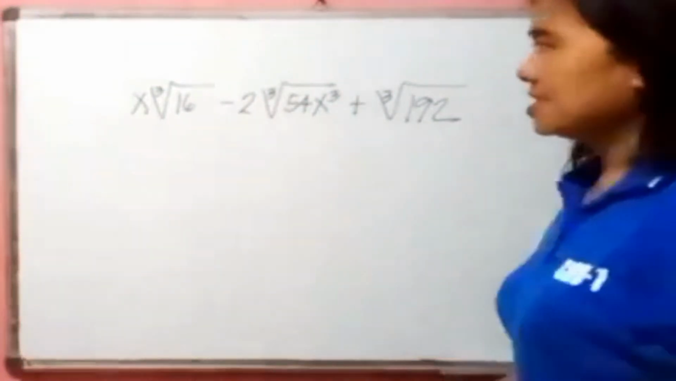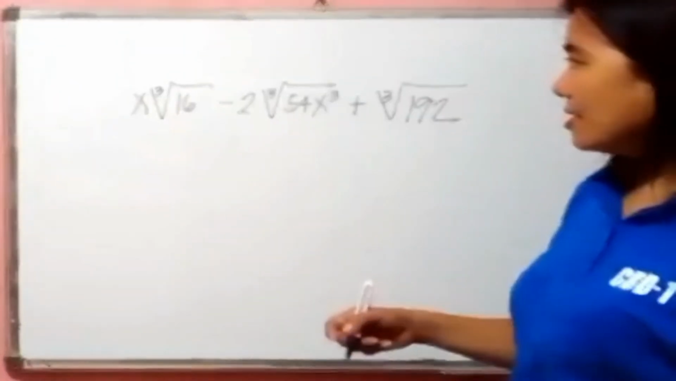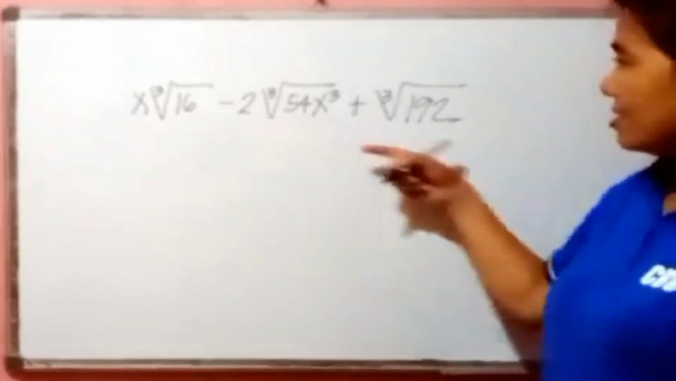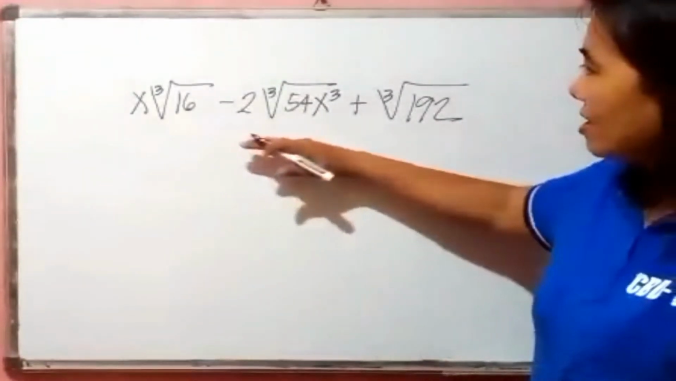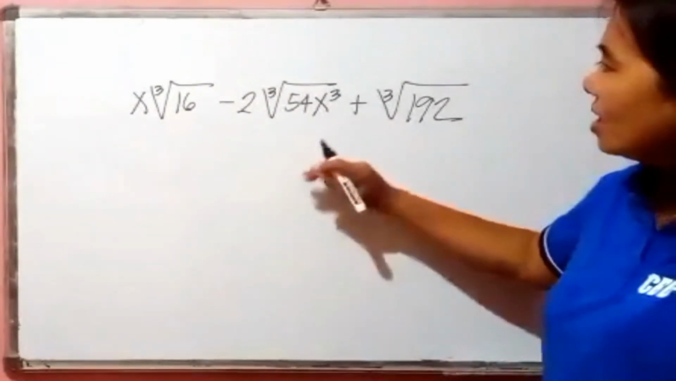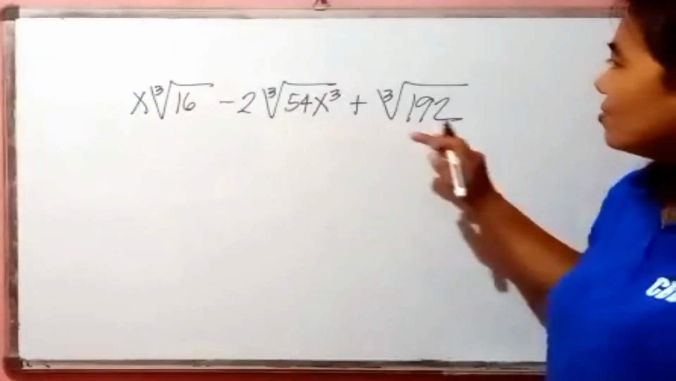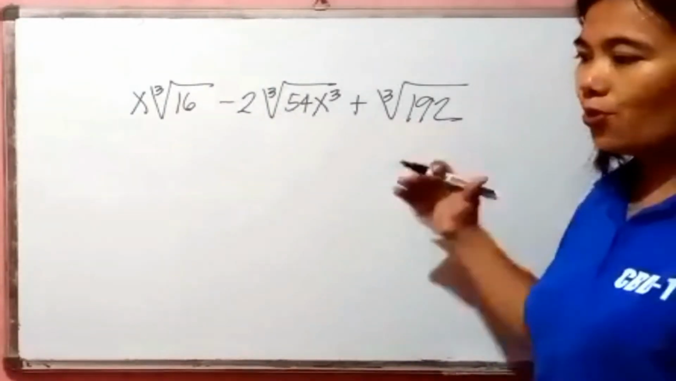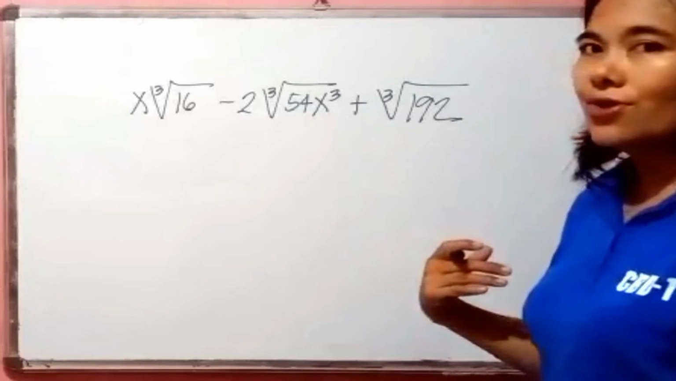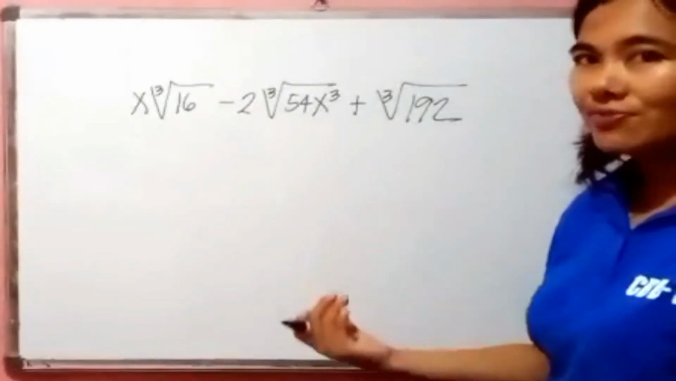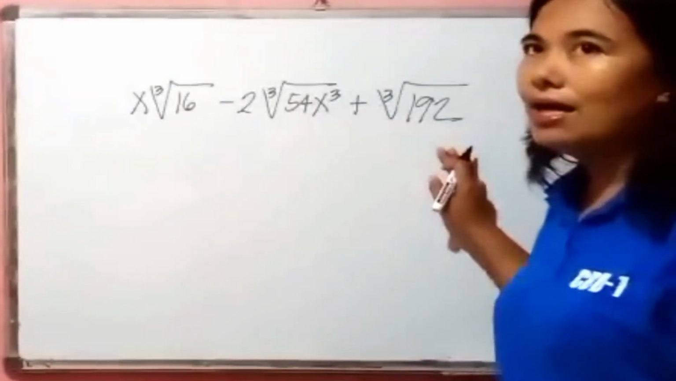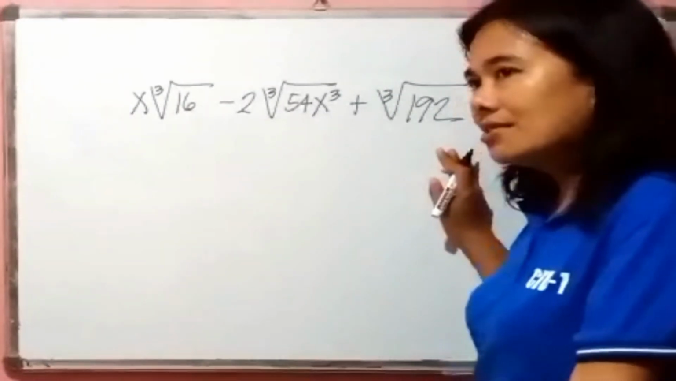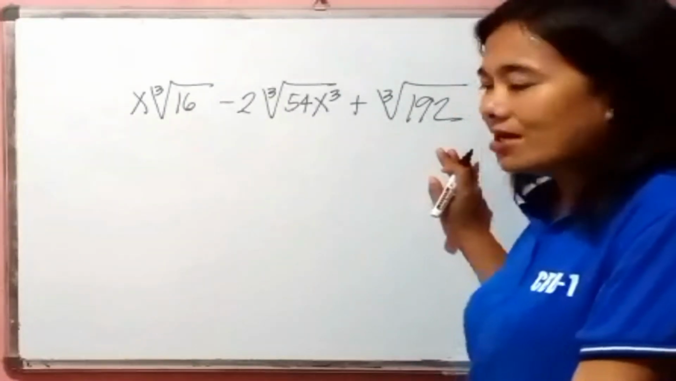We have another example from here. So, we have this one here. So, klarong-klaro, no? Wala tayong similar radicals. We have cube root of 16, cube root of 54x cubed, cube root of 192. So, wala. Okay? So, again, go back to simplifying radicals. Simplify each of the terms muna. Baka mag-end up ka with similar radicals.